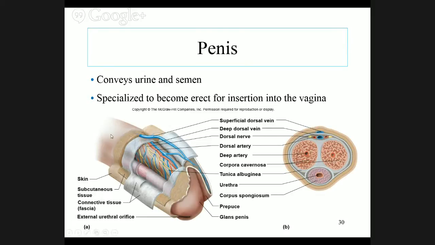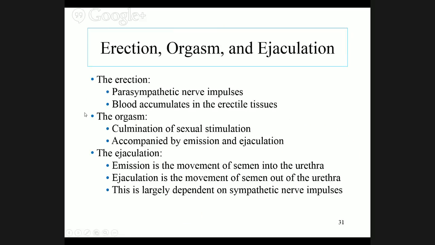Okay, and then there's the penis itself, which conveys urine and semen. Specialized tissues become erect for insertion into the vagina. And then erection, orgasm, and ejaculation.